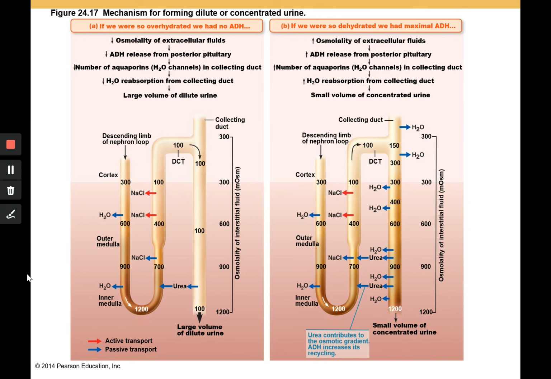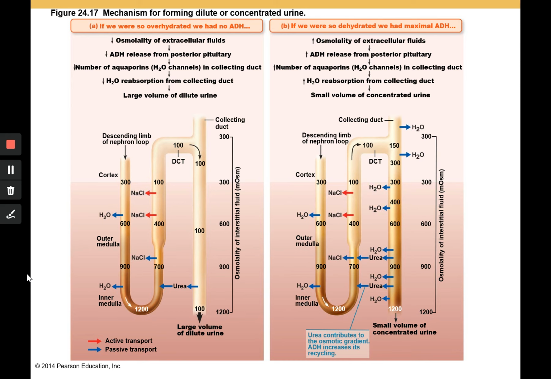So here's that process. We can see the mechanisms for forming dilute or concentrated urine. For forming dilute urine, that mechanism is on the left. For forming concentrated urine, that mechanism is on the right. If we have a decrease in osmolality of extracellular fluids, we decrease ADH, we decrease the number of aquaporins, and we decrease water reabsorption. That's going to lead to a large volume of dilute urine. So if you're overhydrated, we're not going to reabsorb water because we want that excess water to leave the body. You have plenty of water.